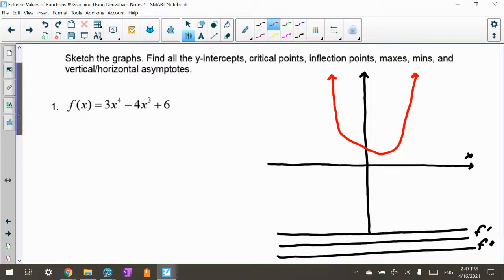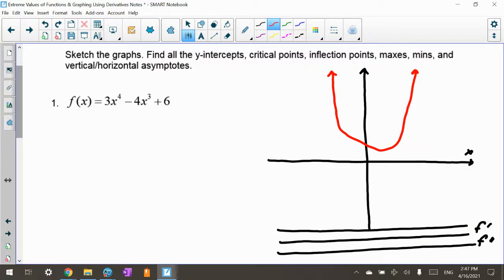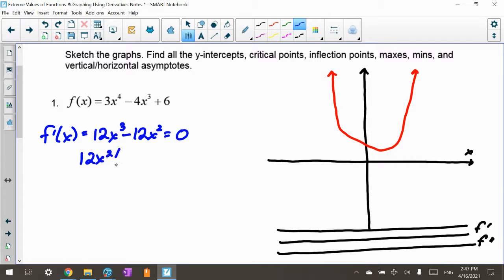So first thing is, finding critical points. Well, our critical points are when we take our first derivative and put it equal to 0. This is an easy one because it's all power rule, and it's going to be 12x cubed minus 12x squared plus 0 equals 0. So I put it equal to 0. Then we're going to factor. I'm going to take a 12x squared out. So I have x minus 1. And then I put each factor equal to 0.